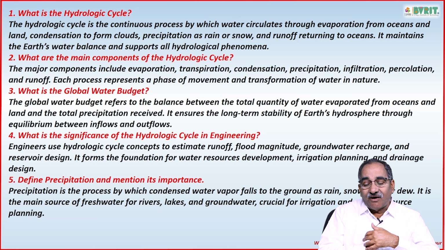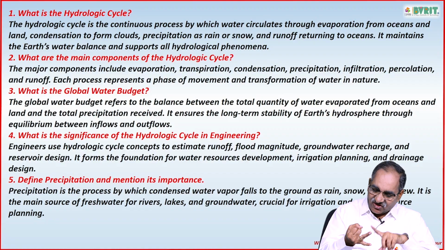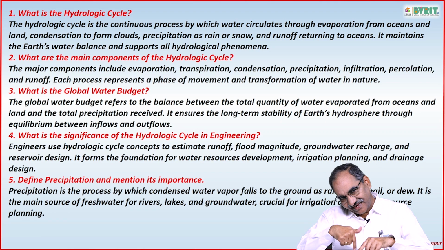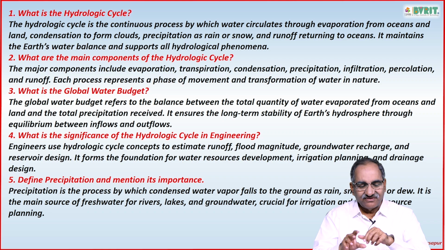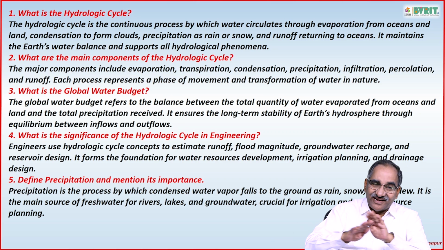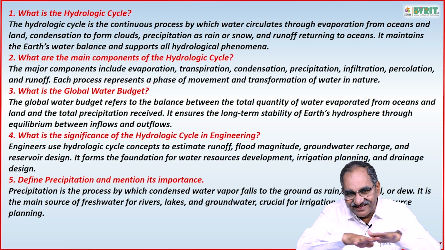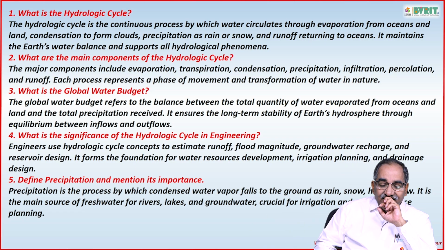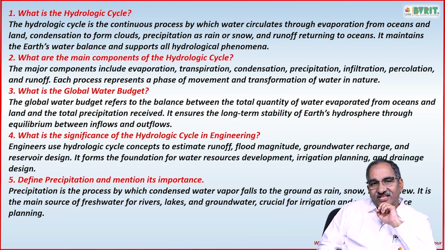What are the main components of the hydrologic cycle? The main components are evaporation, transpiration, condensation, precipitation, then into the ground, infiltration, percolation, and runoff. Finally, whatever you see with your eye is the runoff. Each process represents a phase of movement and transformation of water in nature.